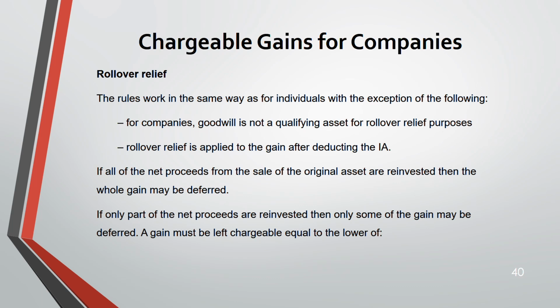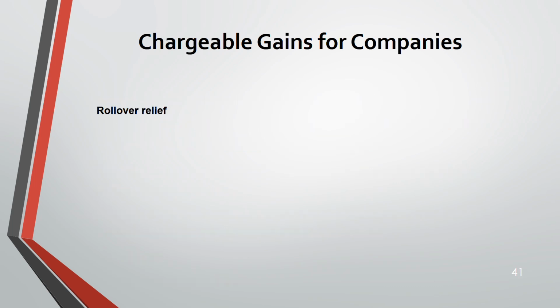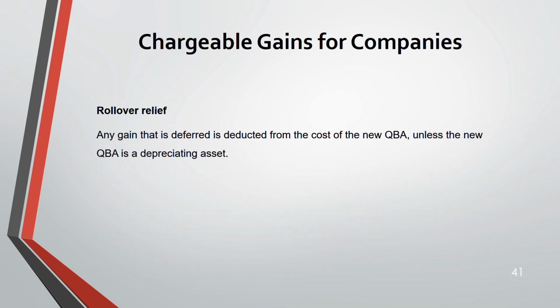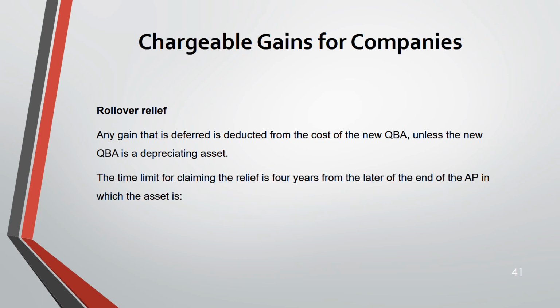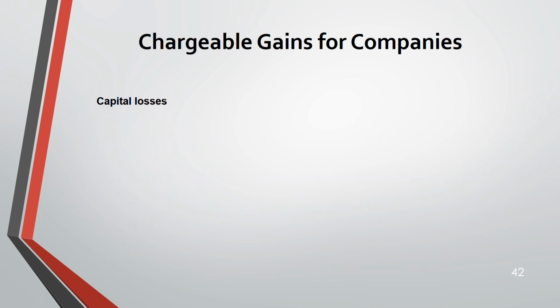So the gain that must be chargeable is equal to the lower of the gain and the proceeds not reinvested. Next, any gain that is deferred will be deducted from the cost of the new QBA, unless that new QBA is a depreciating asset. And the time limit for claiming the relief is 4 years from the later of the end of the accounting period in which the asset is sold or replaced.